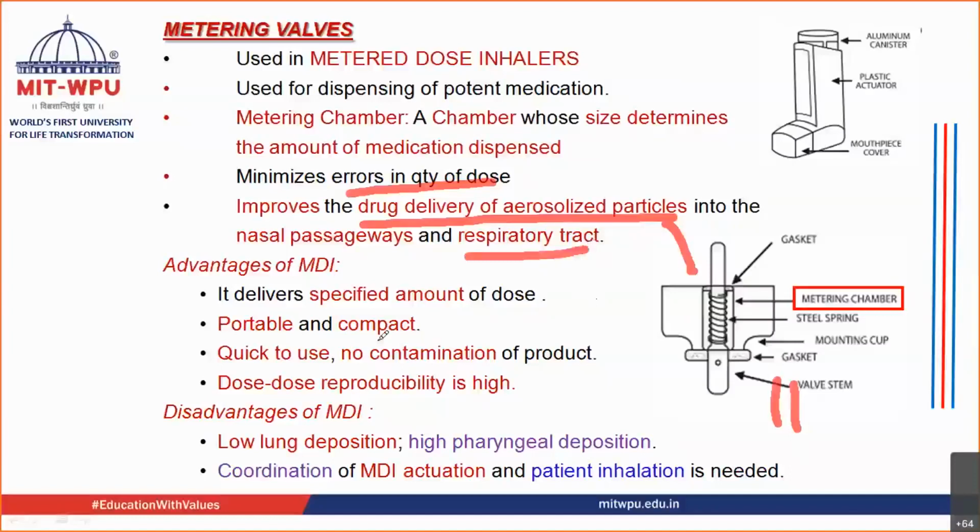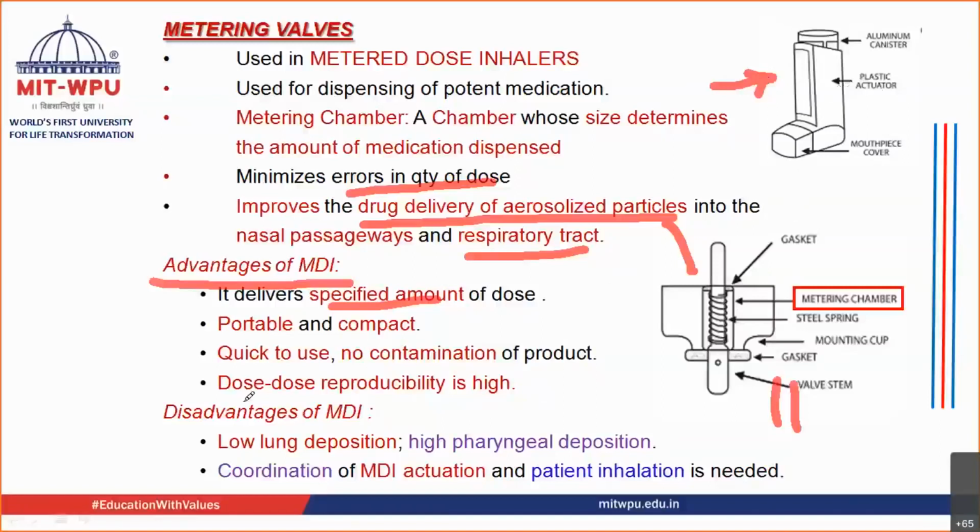Right. Let us move to the advantages of the meter dose inhalers. The meter dose inhalers deliver a specified amount of dose, as I told you earlier. So this much quantity of dose is only going to go inside the patient. They are very portable, as you can see over here. These meter dose inhalers, MDIs, are very portable. They are very compact. They are quick to use. They do not contaminate the product like the other aerosols. No contamination of product takes place, as it is totally closed. The contents are totally closed and not exposed.